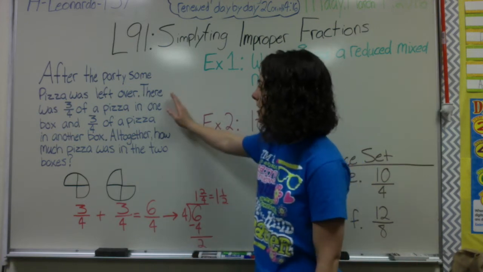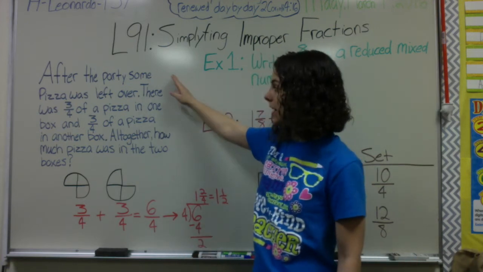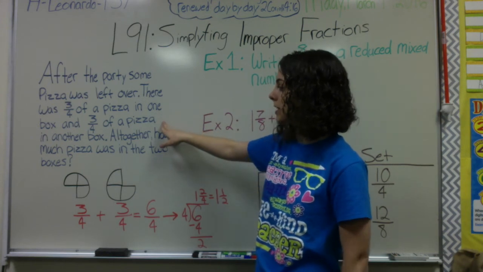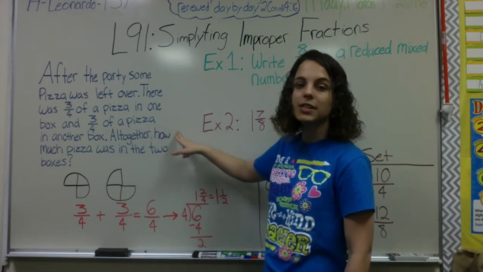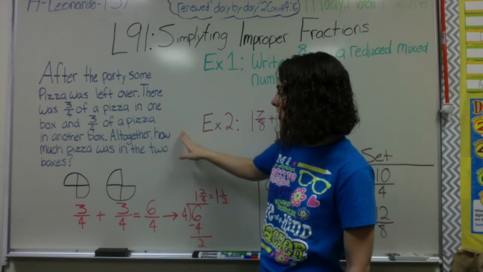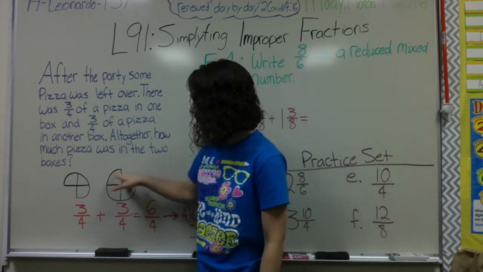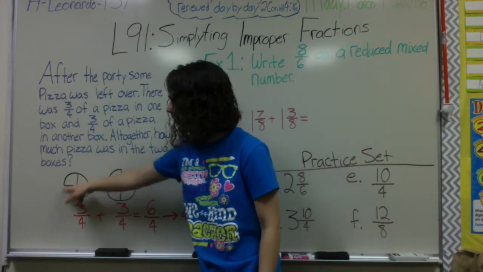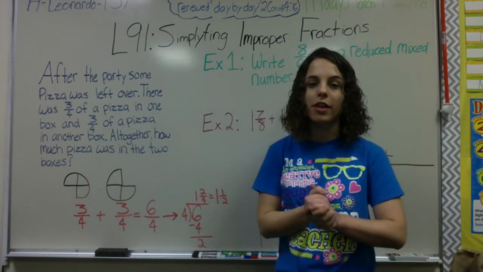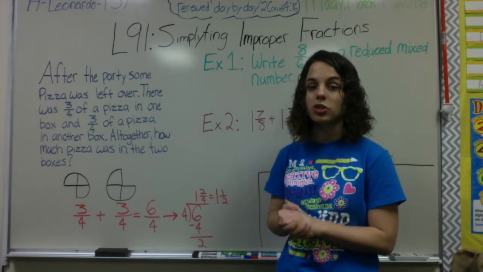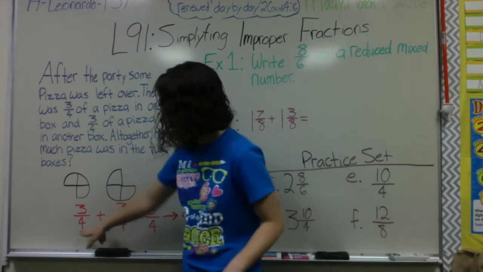The problem says, after the party, some pizza was left over. There was 3/4 of a pizza in one box and 3/4 of a pizza in another box. Altogether, how much pizza was in the two boxes? So we have 3/4 of a pizza in one box, another 3/4 in another box. We want to combine all the leftovers together and see how much we have left. That is an addition problem. You should know that. I have 3/4 plus 3/4.